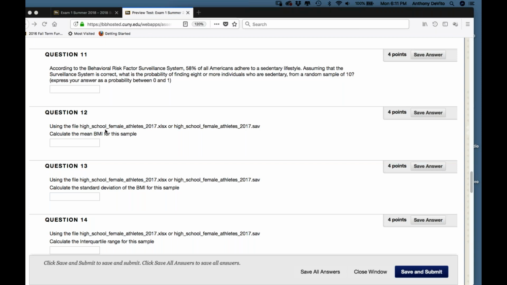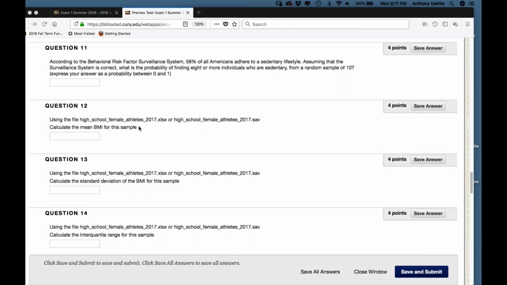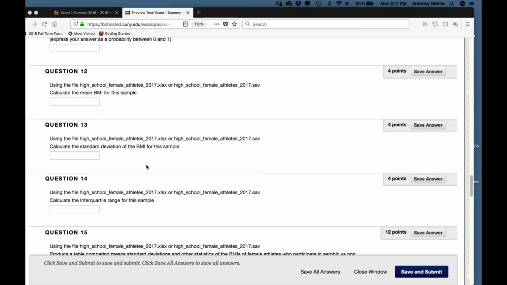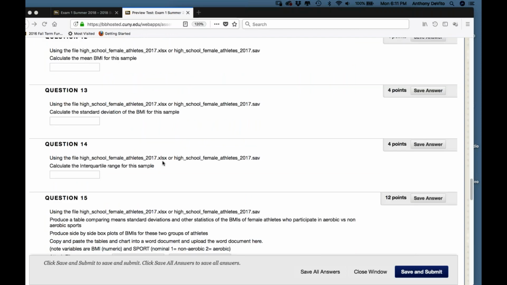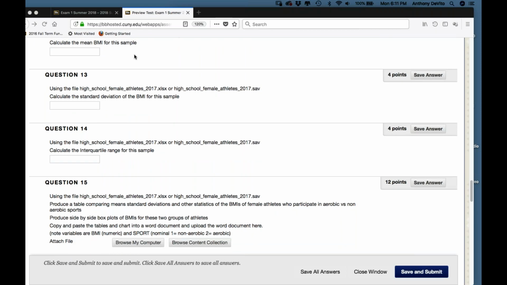Using the file high school female athletes, either the Excel file or the SPSS file, which can be much easier, calculate the BMI for this sample. I'm going to look at the next few problems also, and do them at the same time. Using the file high school females Excel or SAV, calculate the standard deviation. Using the file again, calculate the interquartile range for this sample.